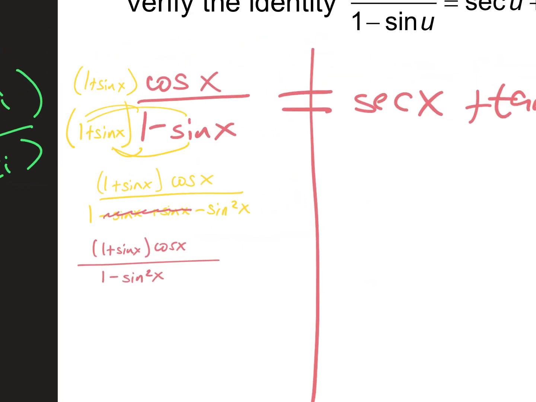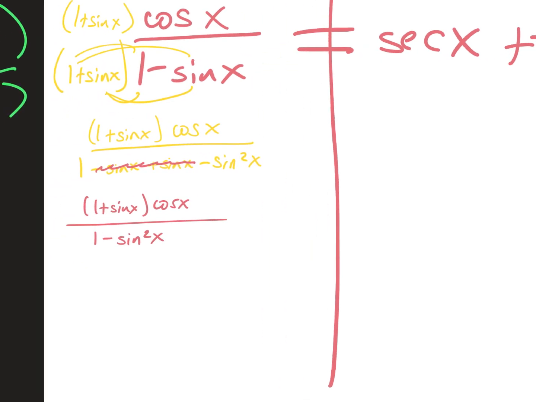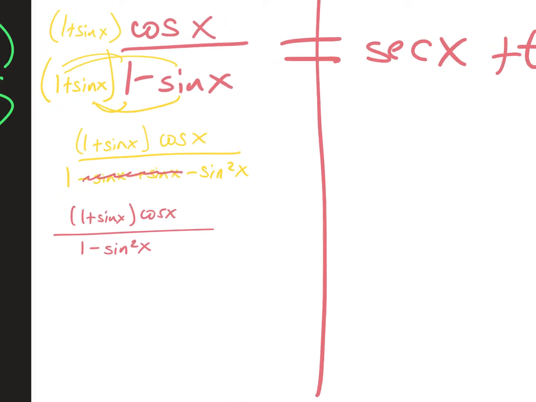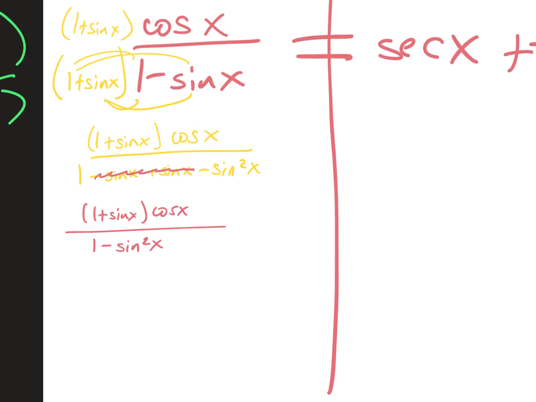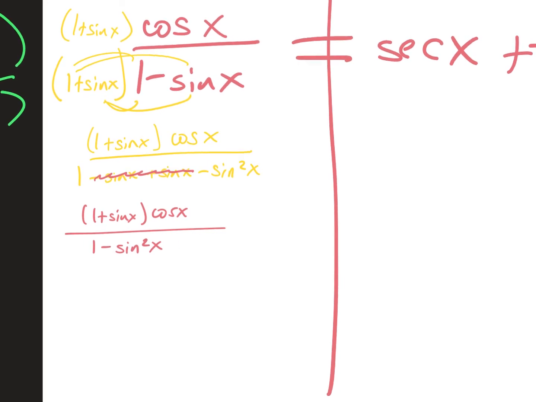Okay, now we're trying to get to secant x plus tangent x. Does it even look like we're close? No. Does it look like we've made anything any simpler? Ish, kind of. I know some of you are like, what are you doing? I get it.